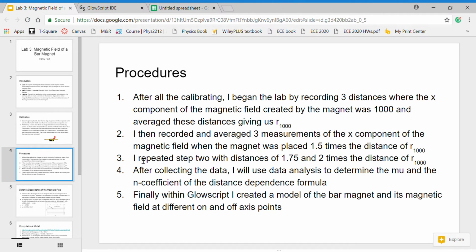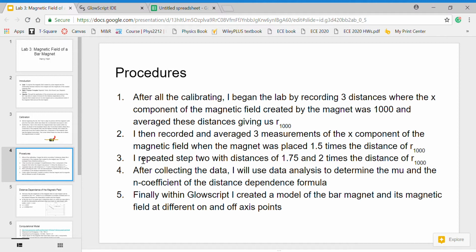After all the calibrating, I began the lab by recording 3 distances where the x component of the magnetic field created by the magnet was 1000 microteslas and averaged these distances, giving us R1000. I then recorded and averaged 3 measurements of the x component of the magnetic field when the magnet was placed 1.5 times the distance of R1000 from the phone. I repeated step 2 with distances of 1.75 and 2 times the distance of R1000. After collecting the data, I will use data analysis to determine the mu and the n coefficient of the distance dependence formula. Finally, within GlowScript, I created a model of the bar magnet and its magnetic field at different on and off axis points.